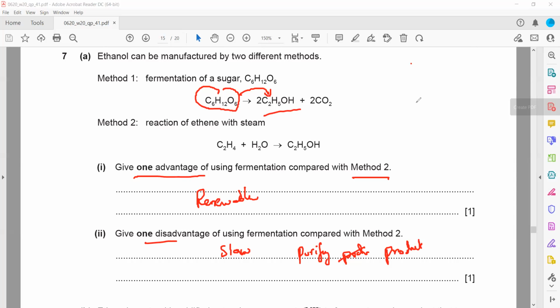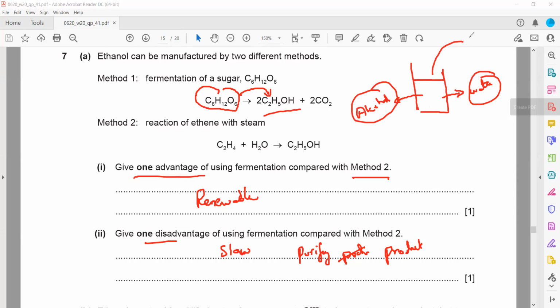So we will have a sugar solution, sugar dissolved in water. So water is also there, and when the sugar solution converts into alcohol, there will be alcohol as well, sugar converting to alcohol. Then we have to separate water and alcohol from each other. So fractional distillation must be done to separate the two miscible liquids. So purification of the product should also be done.